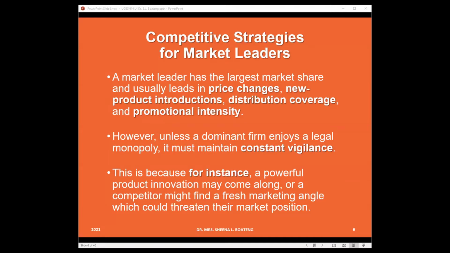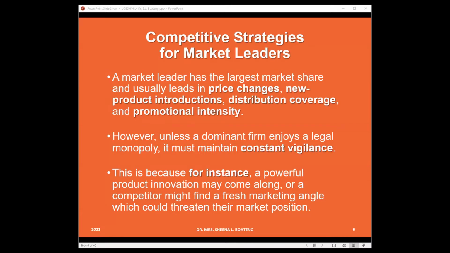However, unless this market leader we are talking about is a legal monopoly, meaning that they are offering something that no other firm offers to the buyers, it is important for them to remain vigilant. This is because the market leader position is not a permanent position.